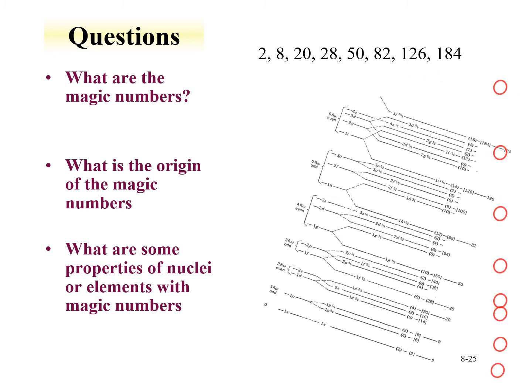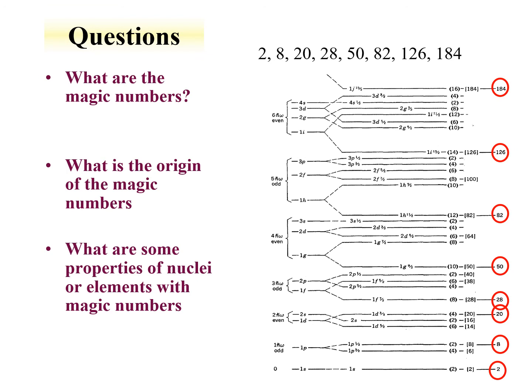What are the origins of these numbers? Well, they come from the shell model, and it's basically the gaps in the shells. What are some properties of nuclei or elements with these magic numbers? Well, you tend to get higher stability.